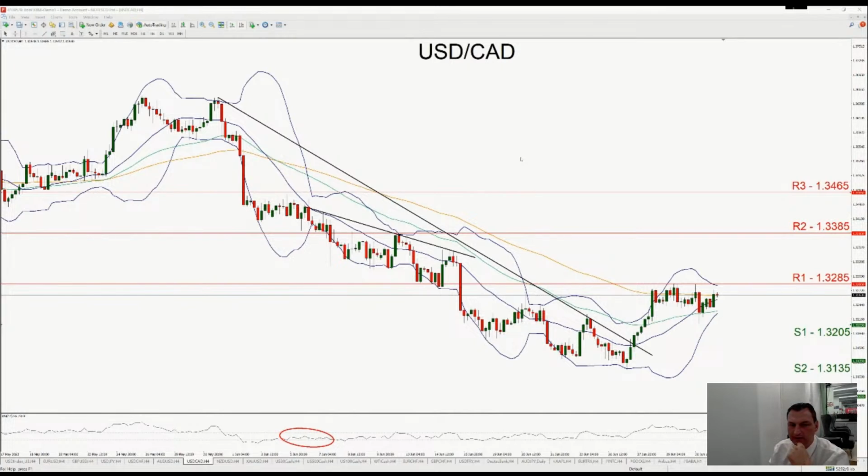On the other hand, should the bears take over, we may see the price action dropping, breaking the S1 1.3205 and start aiming for the 1.3335.